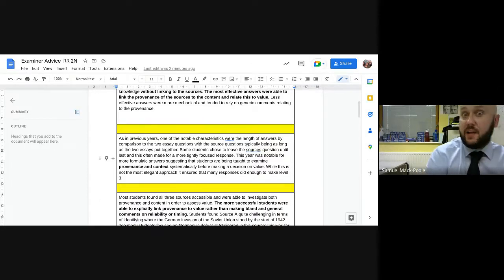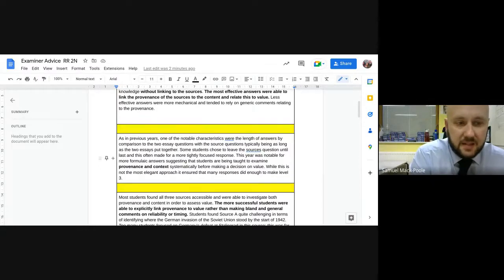I think they basically liked those tightly focused responses, that maybe they were easier to mark, and it made students really think, what do I need to write in order to get these marks? This year was notable for more formulaic answers, suggesting that students are being taught to examine the provenance and context systematically before making a decision on value.